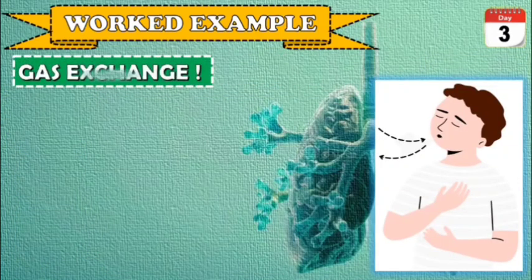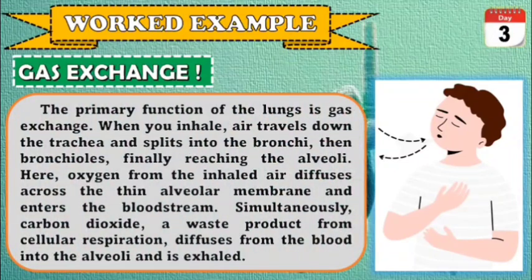So when we say gas exchange, the primary function of the lungs is gas exchange. When you inhale, air travels down the trachea and splits into the bronchi, then bronchioles, finally reaching the alveoli. Here, oxygen from the inhaled air diffuses across the thin alveolar membrane and enters the bloodstream. Simultaneously, carbon dioxide, a waste product from cellular respiration, diffuses from the blood into the alveoli and is exhaled.